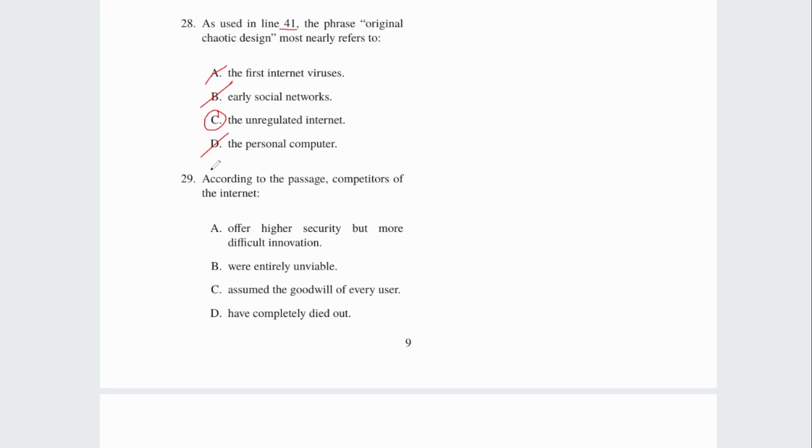They went extinct, in the words of the passage, meaning they have completely died out, which is another way to say it. Assuming the goodwill of every user is something that the current internet does, but we don't actually know what the security standards of the internet's competitors were. We don't know whether they protected anyone against viruses or not. We just don't know. The passage doesn't say.